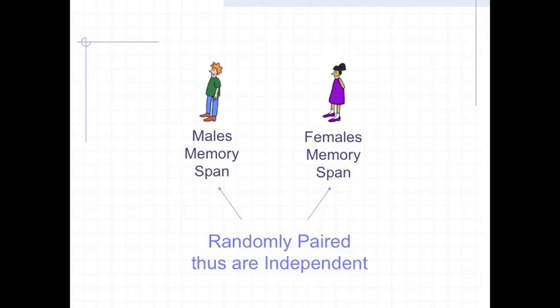In the memory span example, we have thousands of randomly paired scores. Since the scores are paired randomly, there is no relationship between the memory span of one member of the pair and the memory span of the other. Therefore, the two scores are independent.